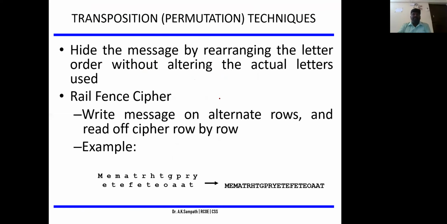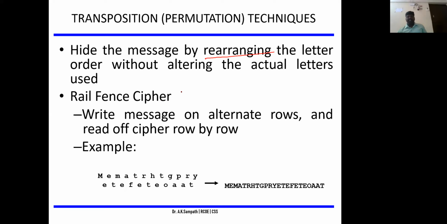Next technique which I am going to cover is the transposition techniques. When we talk about transposition, here we are not going to replace any character with other characters. Instead, the message is going to be rearranged, maybe the positions are rearranged, right? Hide the message by rearranging the letter order without altering the actual letters used, right?